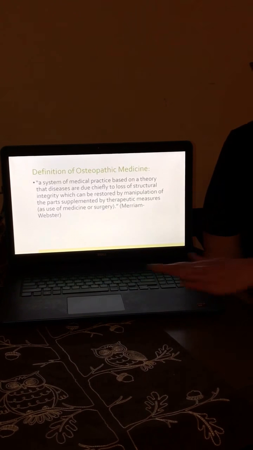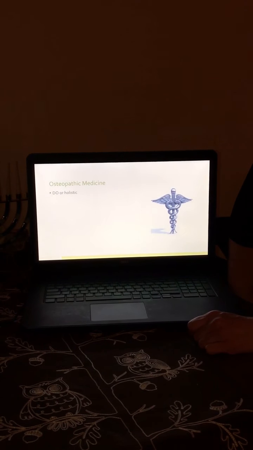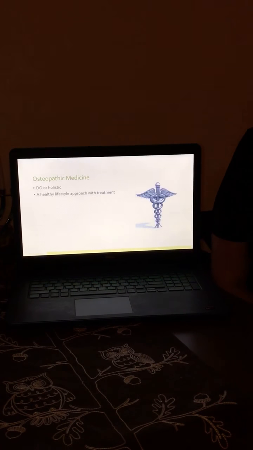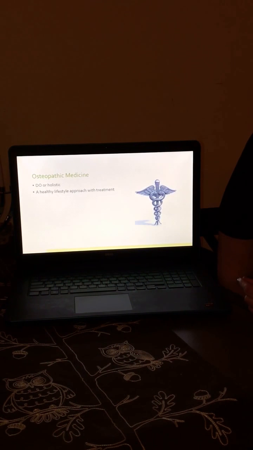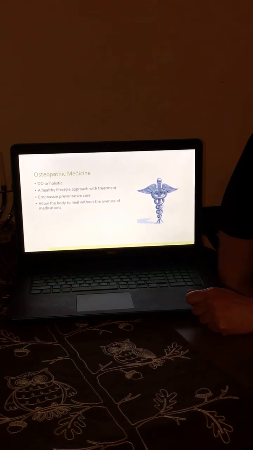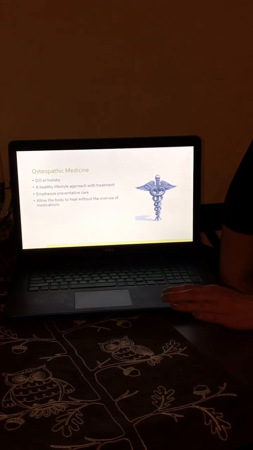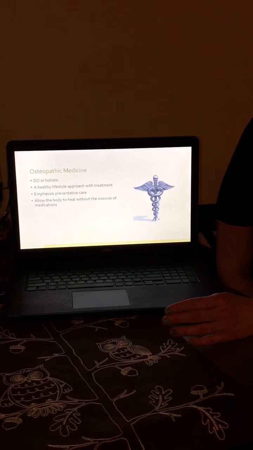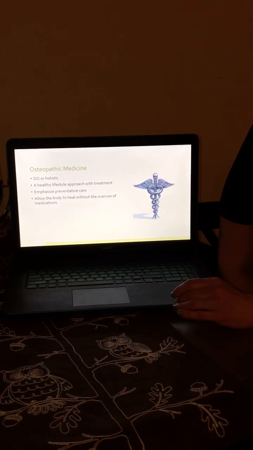So then, with osteopathic medicine, you have a DO or a holistic doctor, one that uses more of a hands-on approach. You have a doctor that's more concerned with a healthy lifestyle, and they're more emphasizing preventative treatment. And lastly, they allow the body to heal without the overuse of medication. This does not mean that they won't prescribe medication. It just means they will do everything to have your body heal in the most efficient way possible without using medication.